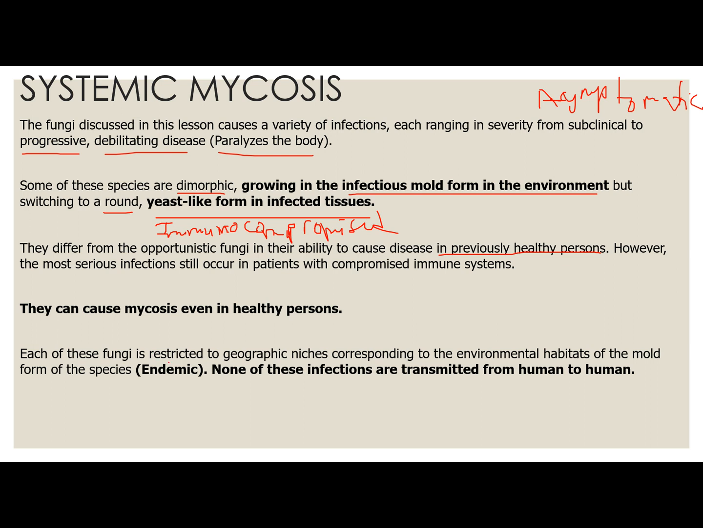Each of these fungi, class, is restricted to geographic niches corresponding to the environmental habitats of the mold form of the species. So this is their one weakness, class. They are considered endemic. They are restricted to their geographic location. They are not easily spreadable to other regions. So some of them are only located in North America, in South America, something like that. So that's one weakness of this type of mycosis. They are restricted to a certain geographic location.